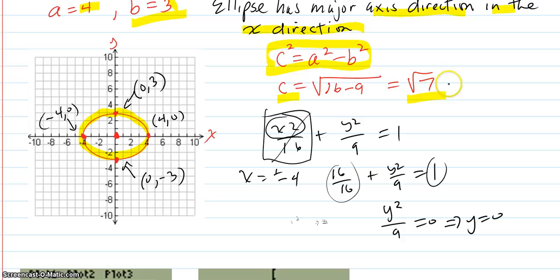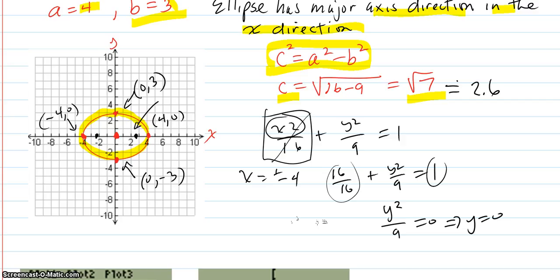The square root of 7, which is approximately 2.6. So here's 3, here's 2.6. The foci, of course, go on the major axis, and that's in the x direction this time. About 2.6 is about right there. 2.6 in the other direction, about right there. So we have our two foci.